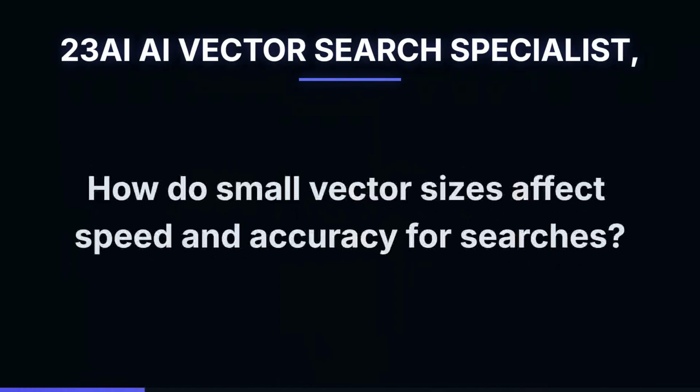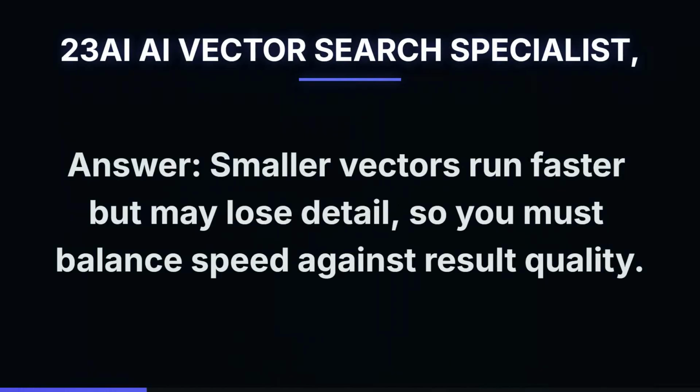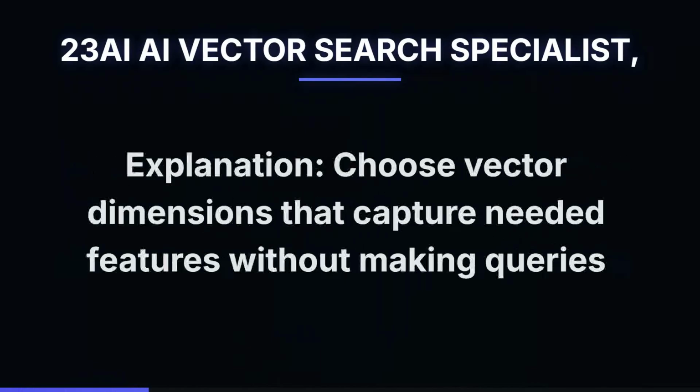8. How do small vector sizes affect speed and accuracy for searches? Smaller vectors run faster but may lose detail, so you must balance speed against result quality. Choose vector dimensions that capture needed features without making queries slow.